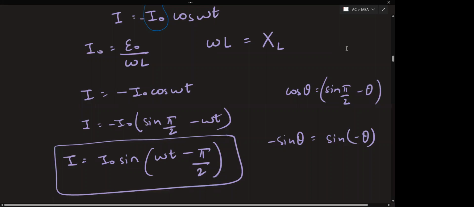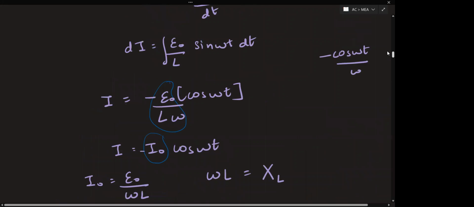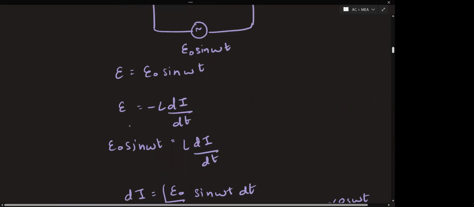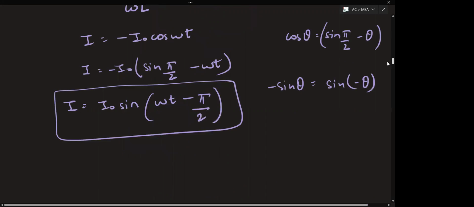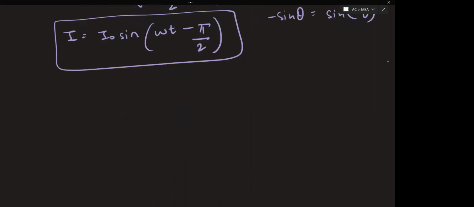What was the equation of EMF? EMF was simply E naught sine omega t. Now, a few factors you have to keep in mind. What was XL? I naught is equal to E naught divided by omega L, which is equal to E naught divided by XL. This XL is equal to omega L. Omega is the angular frequency.